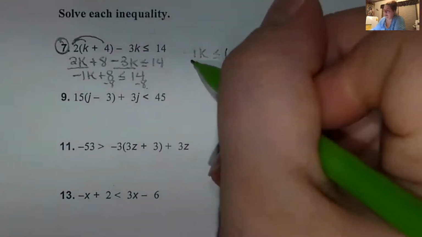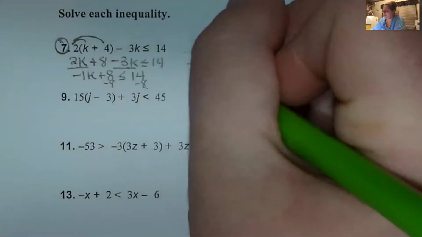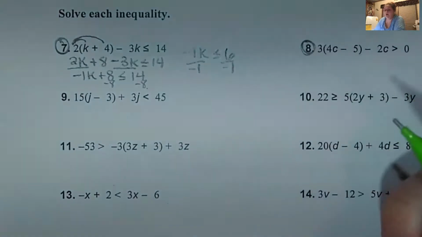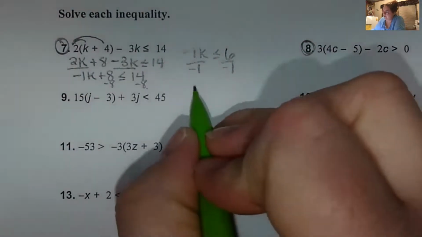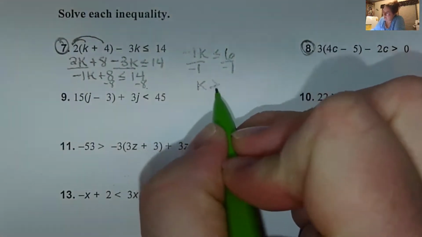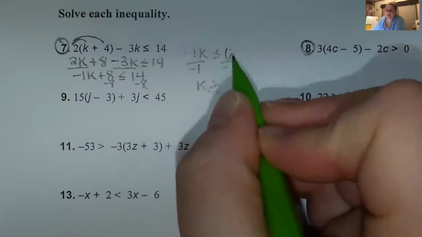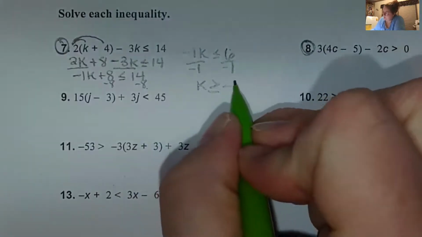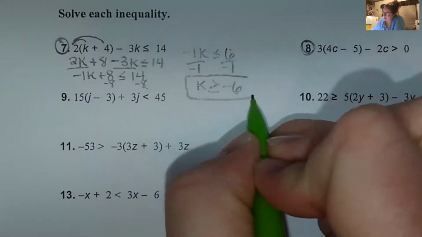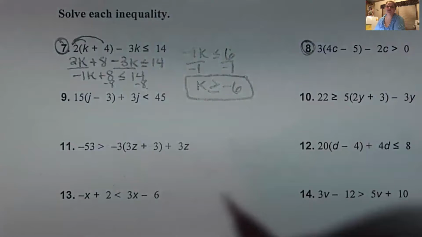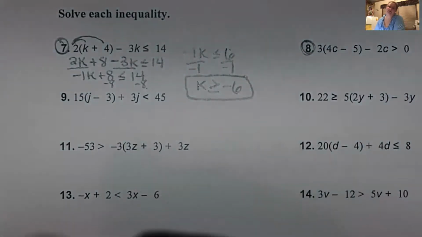Okay, now I got to get rid of this negative 1. Uh-oh, I'm dividing by a negative 1. That means that I need to flip that sign. So I have k is greater than or equal to, what's 6 divided by negative 1? Negative 6. That's where you're going to get in trouble if you're dividing or multiplying by that negative number. You need to remember to flip your sign.